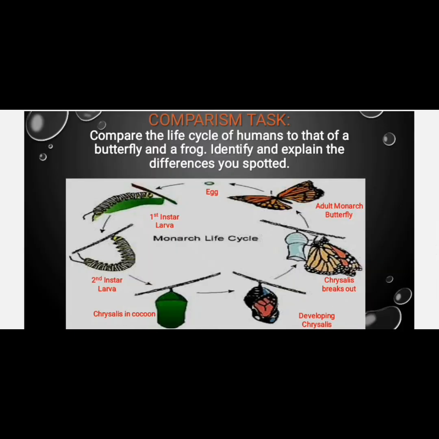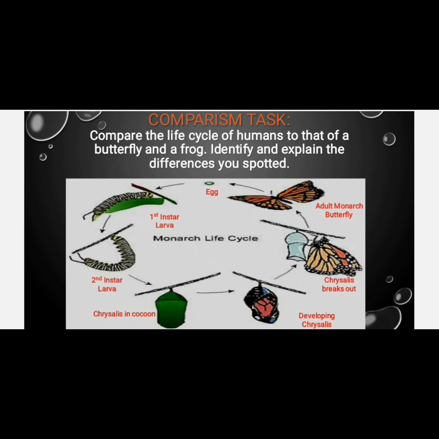Now let's do a comparison task. We're going to compare the life cycle of humans to that of a butterfly and a frog. Then we're going to identify and explain the differences we spotted. So I just want you to look at this picture of an insect. This is the life cycle of an insect known as a monarch butterfly.